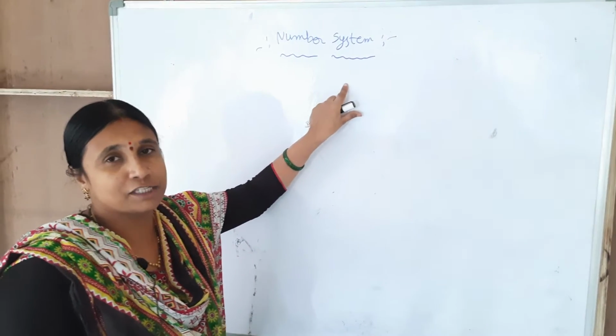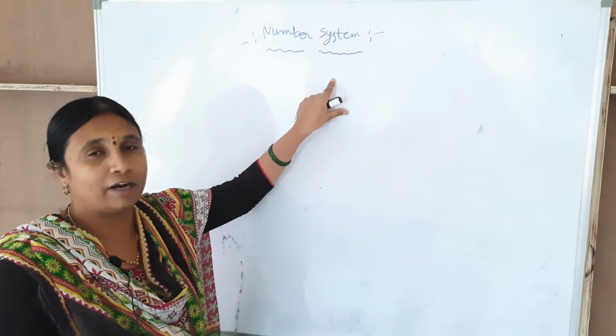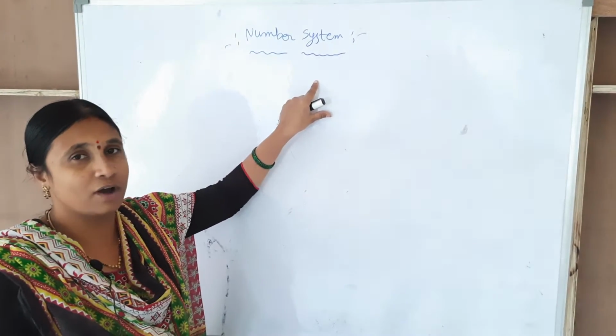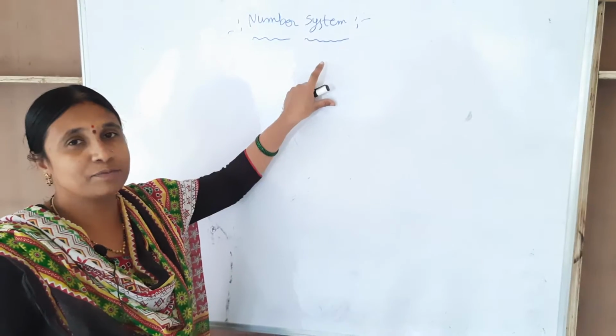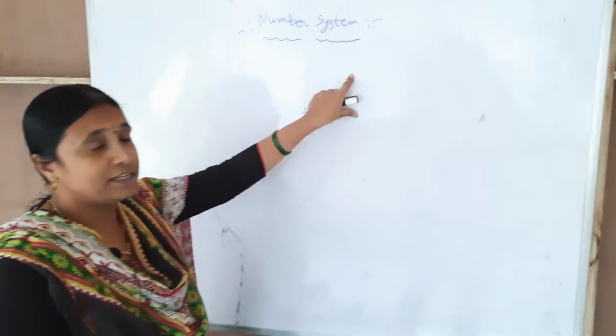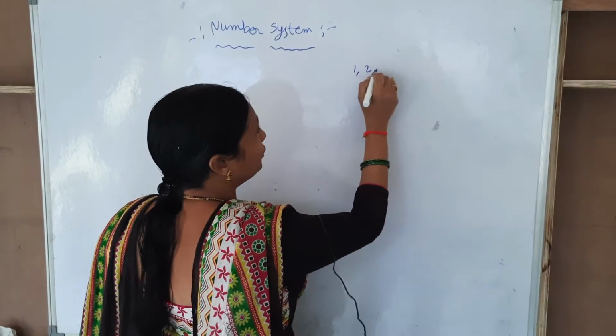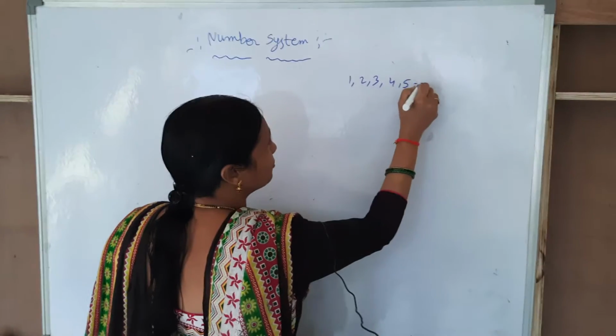Now I am giving one example. How do we count the stars in the sky? We can start counting from 1, 2, 3, 4, 5, 6, and so on. We can count the numbers by 1, 2, 3, and so on. This is the natural counting. These numbers are called the natural numbers. The natural numbers means 1, 2, 3, 4, 5, and so on.